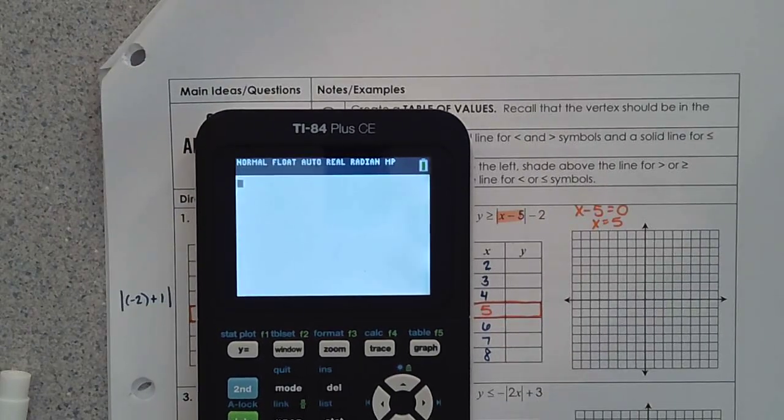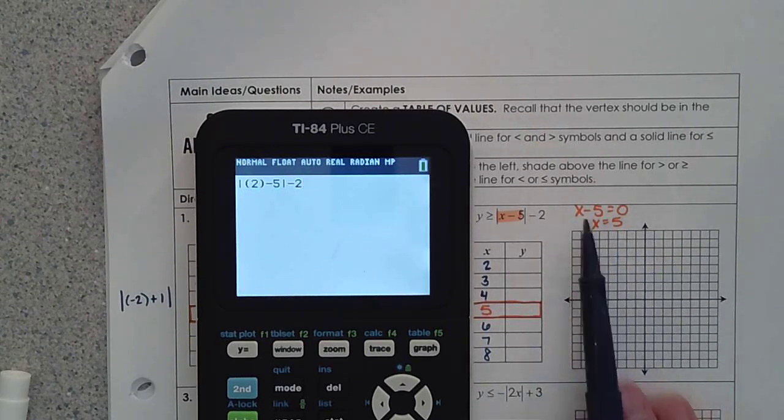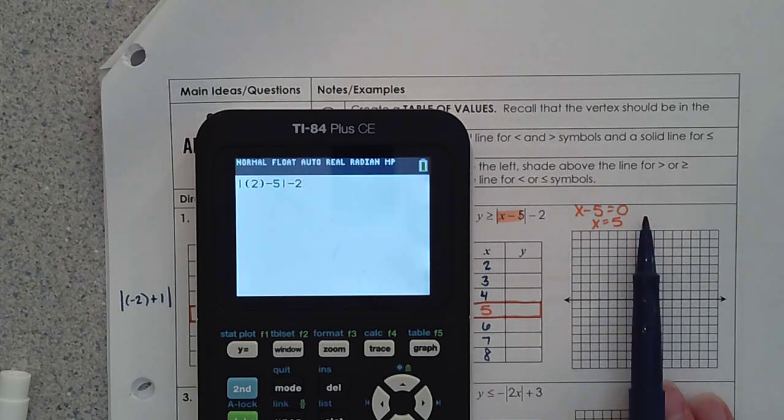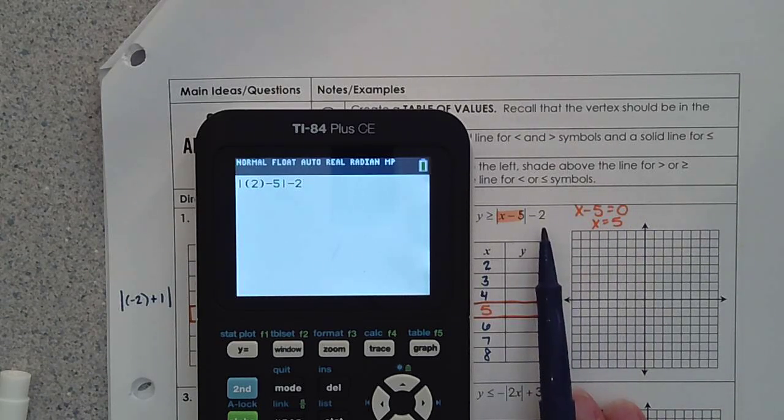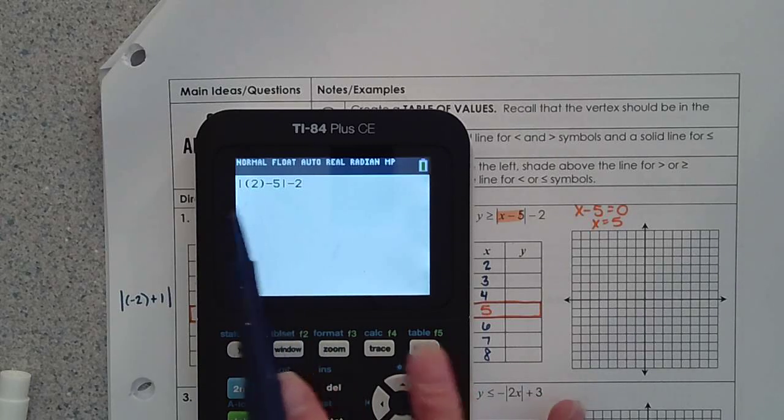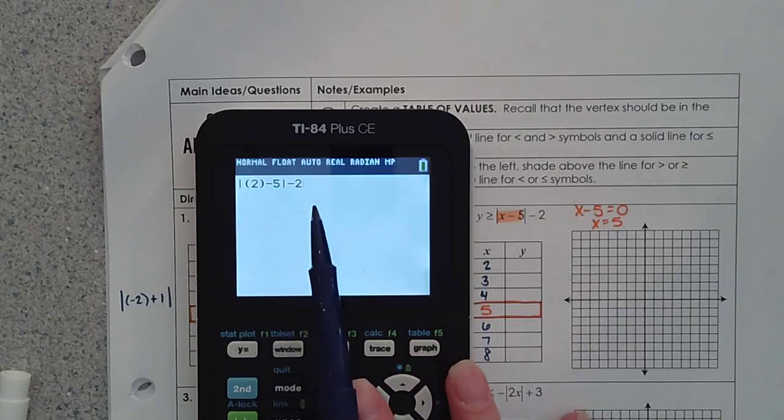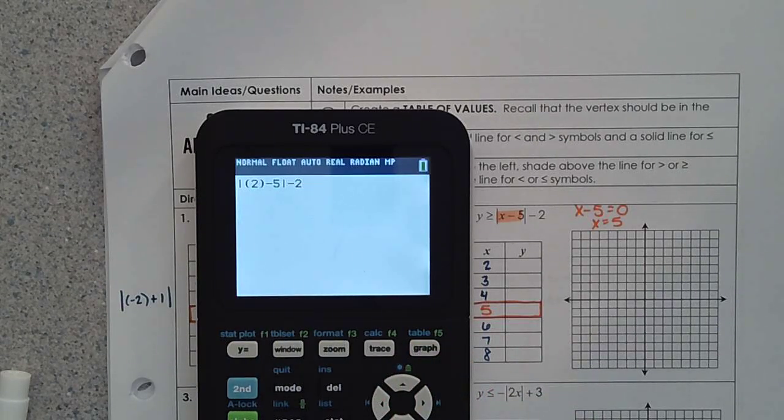So I've got absolute value, x minus 5 on the inside, minus 2 on the outside. So make a connection right here. We did not use the minus 2 to find the vertex because it's outside of the bars. We do use the minus 2 when we're evaluating those points, including the vertex.